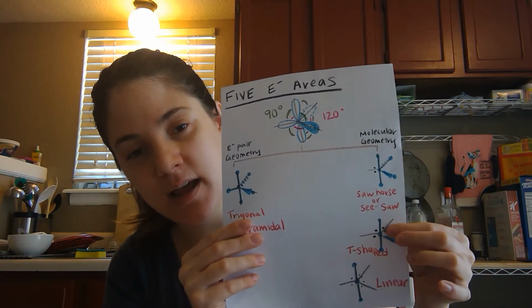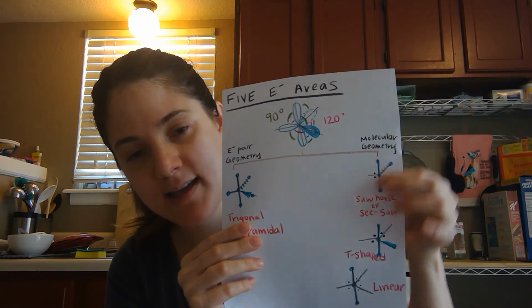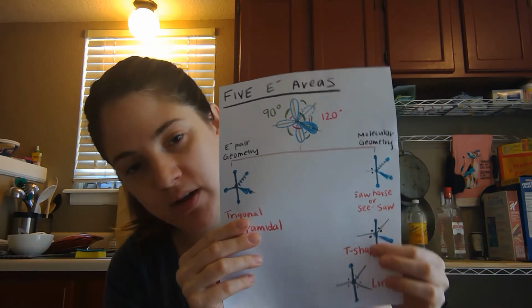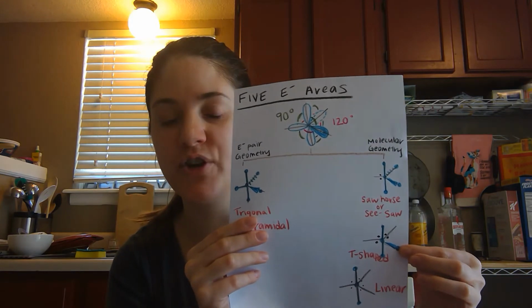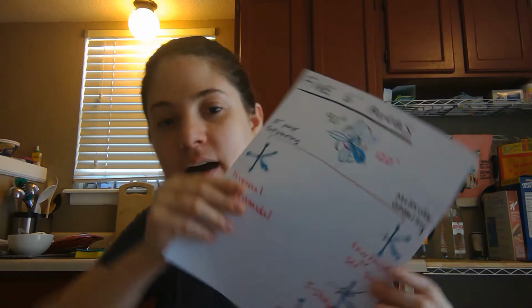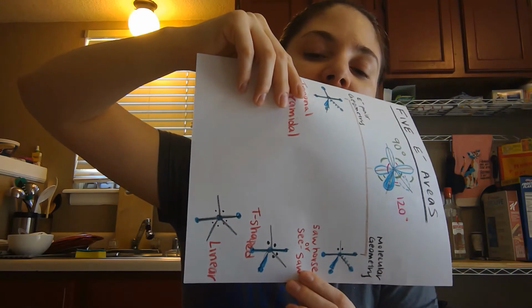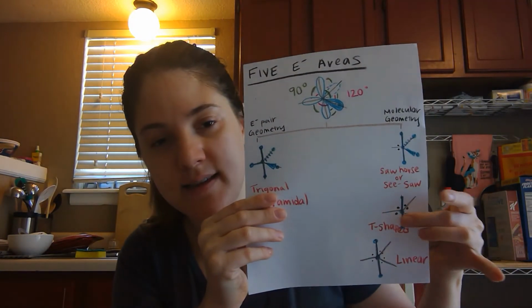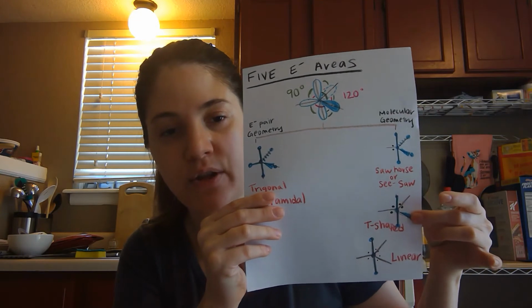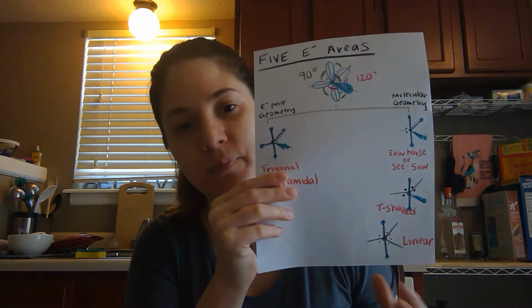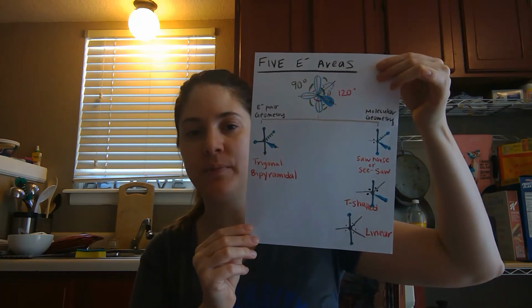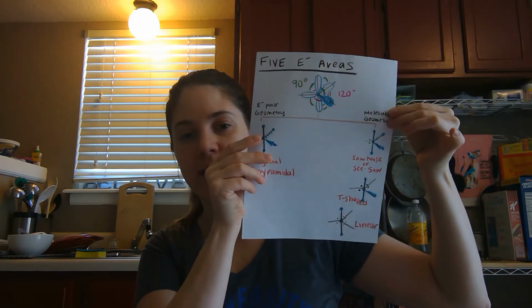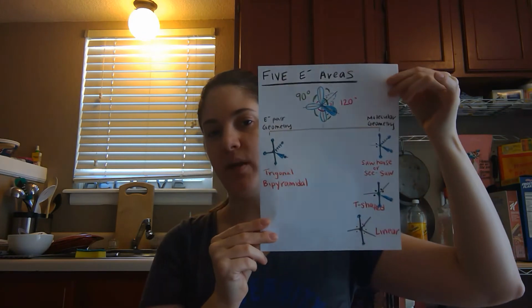If we then take another one of those bonds, in this case this one, and replace it with a lone pair, we get to a molecule that is referred to as T-shaped, so a molecular geometry called T-shaped. Again, it's obvious because it looks like a T. And then lastly, if we replace this one with another lone pair, we get to a linear shape. So those are the possible electron pair geometries and molecular geometries of something with 5 electron-rich areas.